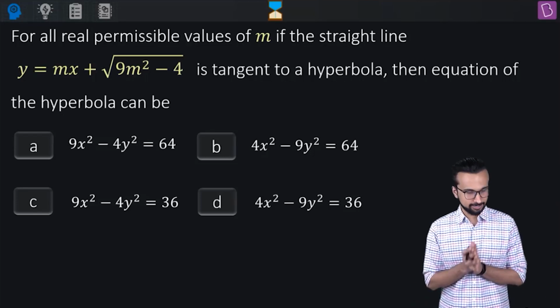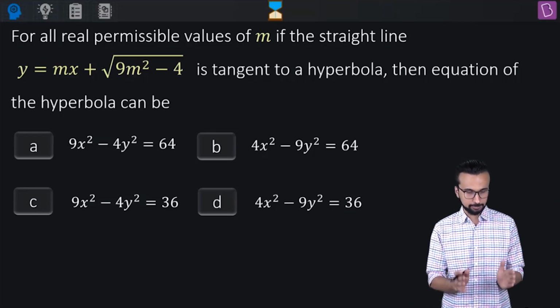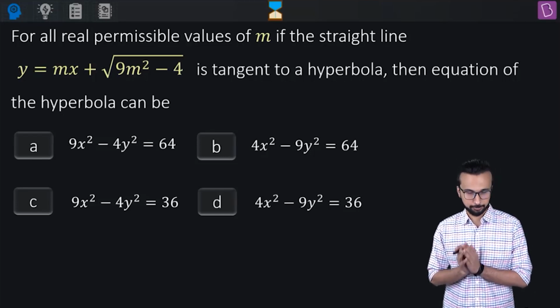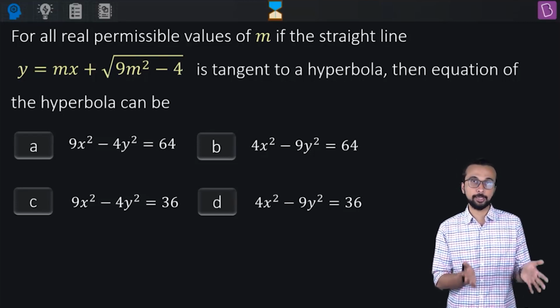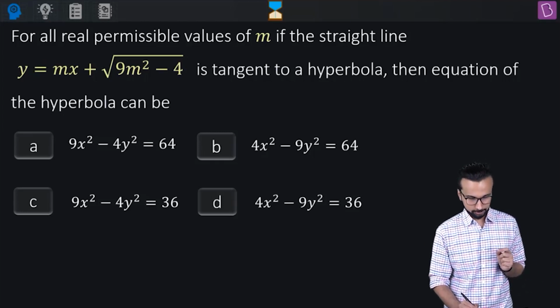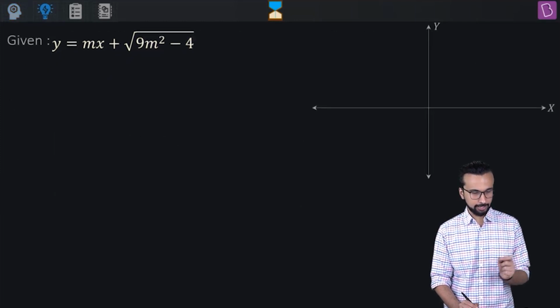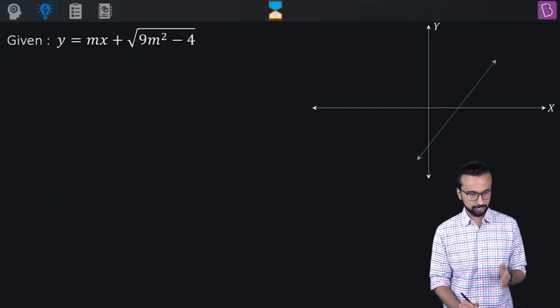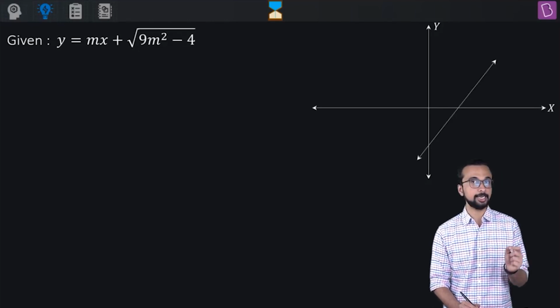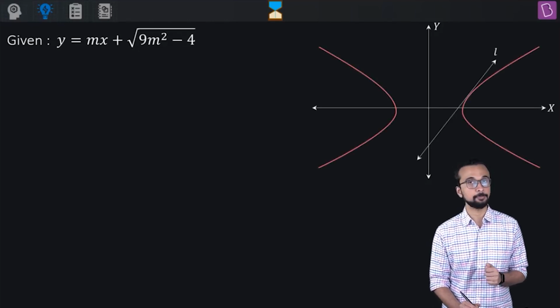In this question, it is given that for all real permissible values of m, if this given straight line is a tangent to the hyperbola, then we'll have to find the equation of the hyperbola here. Alright, let's begin. So we have our given line y equal to mx plus root of 9m square minus 4. Suppose it looks like this, and it's given to us that it is a tangent to this hyperbola.